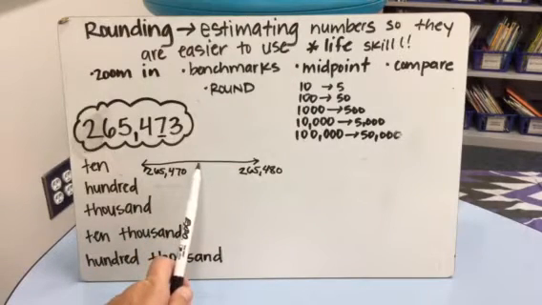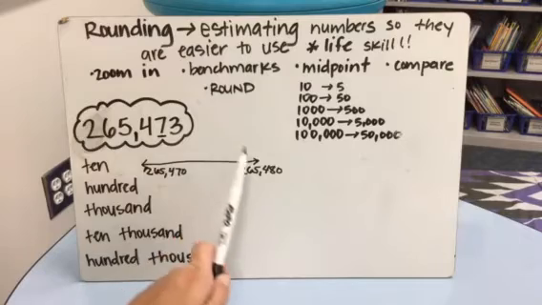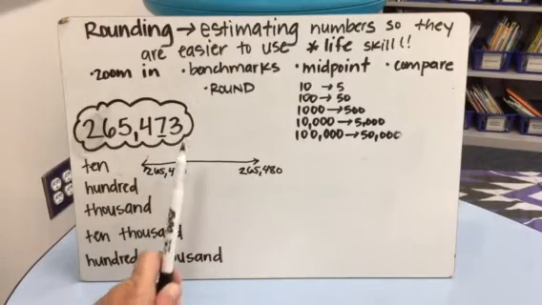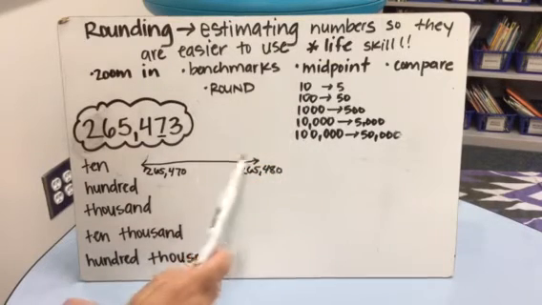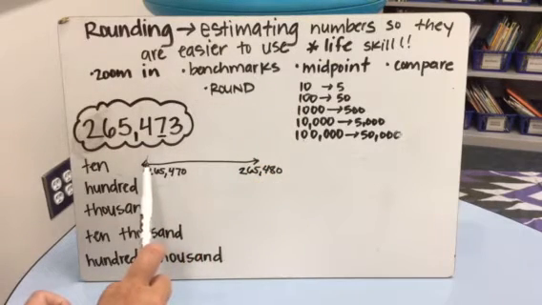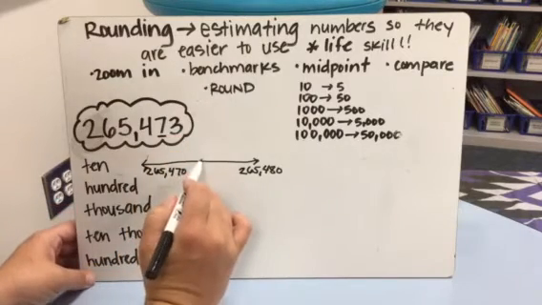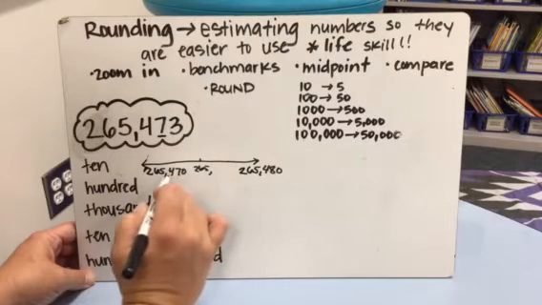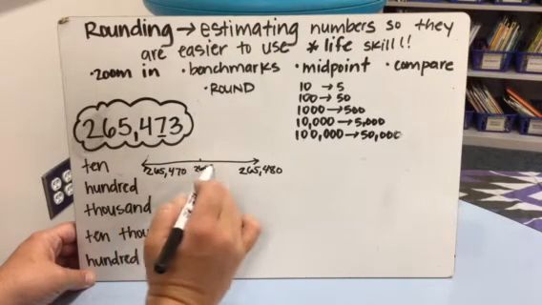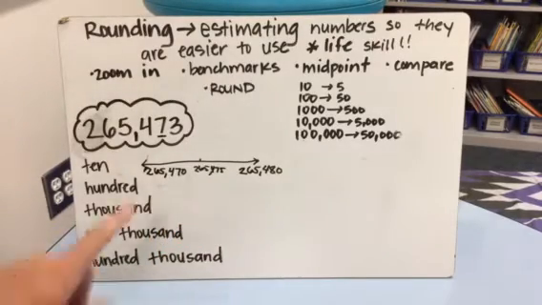All right, now I need my midpoint. The midpoint here is what's in between a jump of 10. This is a distance of 10, and half of 10 is 5. So there's my reminder here: when I'm rounding to the nearest 10, my midpoint is 5 in between. That means it's 5 more than this one and 5 less than this one. So my midpoint is 265,475.